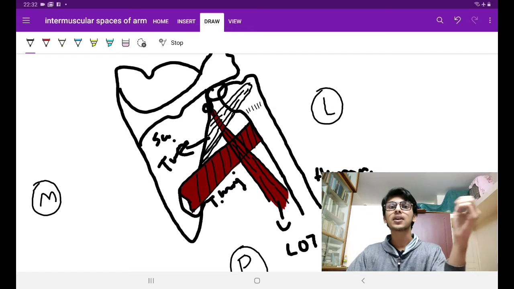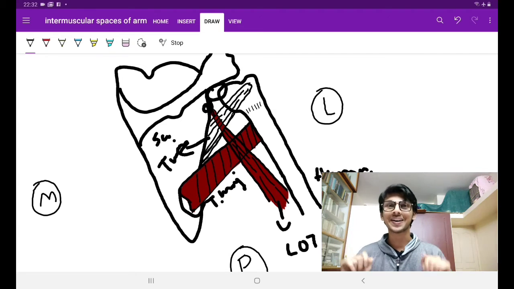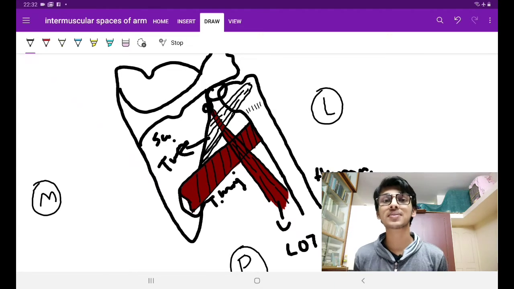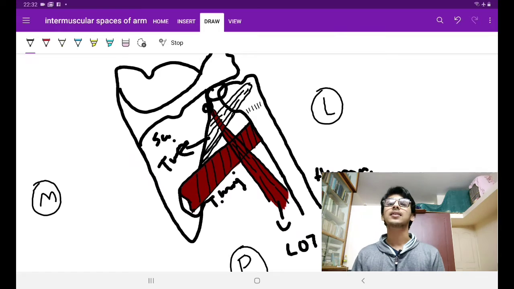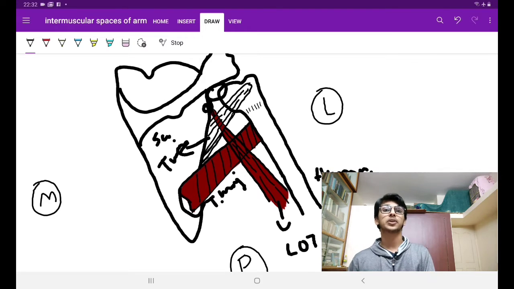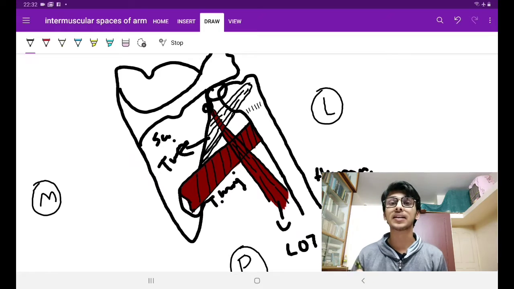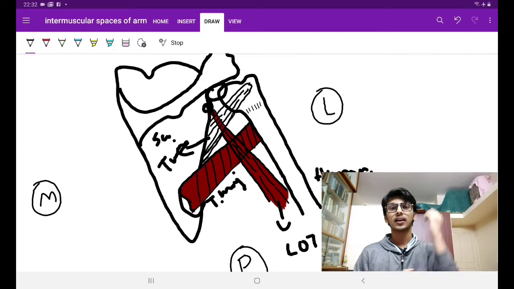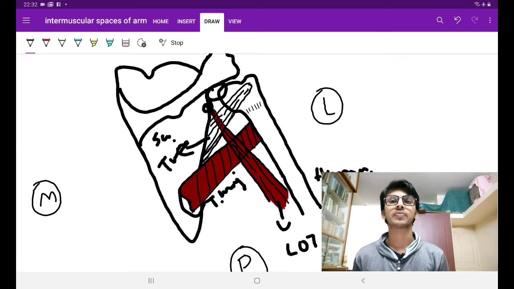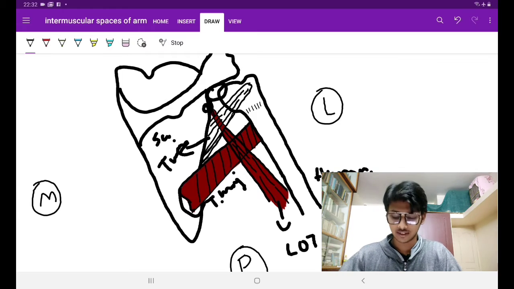What is the action of triceps? The muscle which you build very well when you do push-ups. It is mainly extension of the elbow joint. There are three heads of triceps. They join to form the tricipital aponeurosis. Then they attach near the ulna, near the elbow basically.